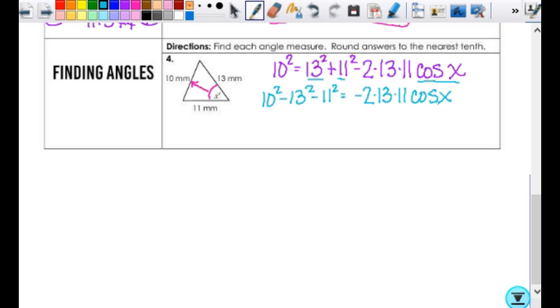After I do that, I'm still trying to get x by itself, so I need to divide by that stuff right there. I'm going to divide this by negative 2 times 13 times 11, and divide that by negative 2 times 13 times 11, so that these cancel out, right? And all of that is going to equal the cosine of x. Since these calculators do fractions, you can put that in as a fraction exactly like you see it. That's probably the best way to do it anyway.